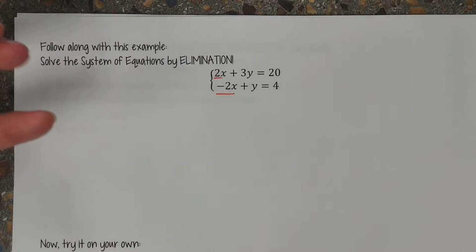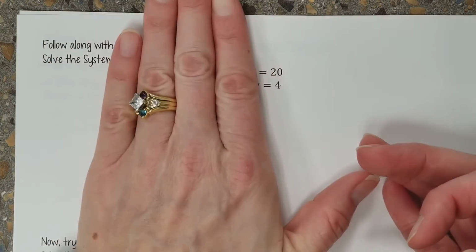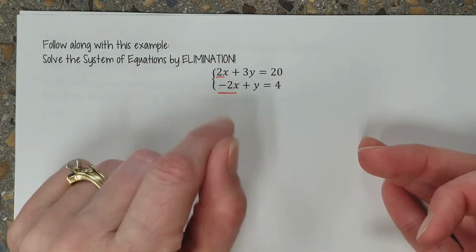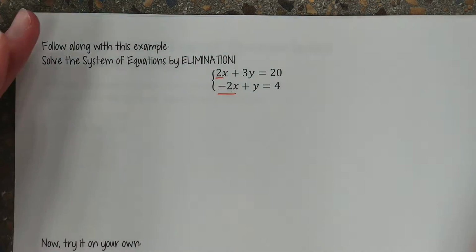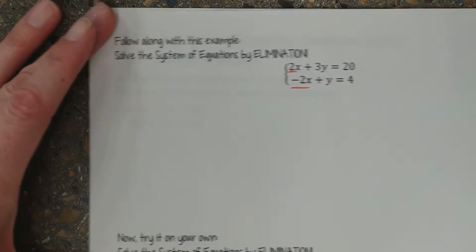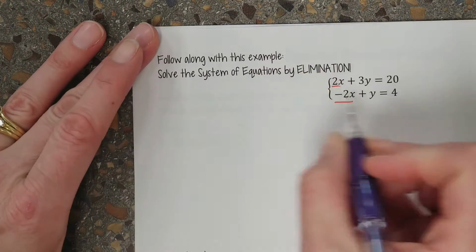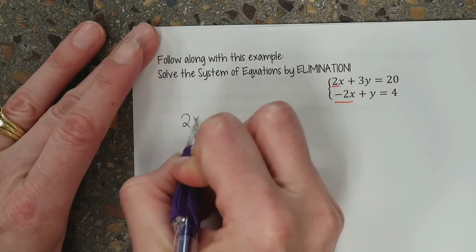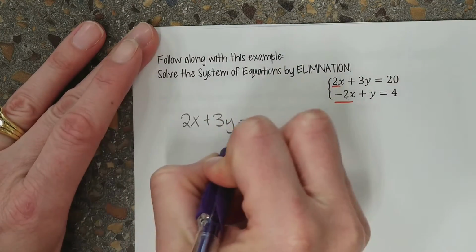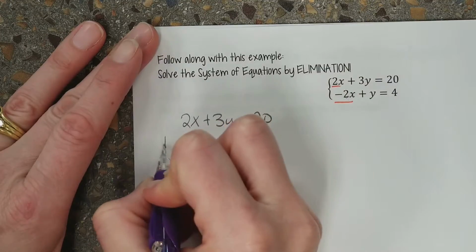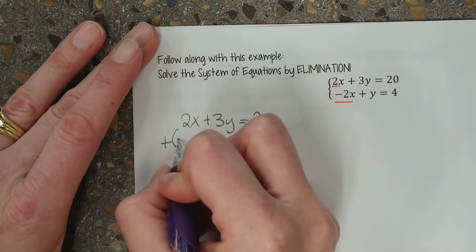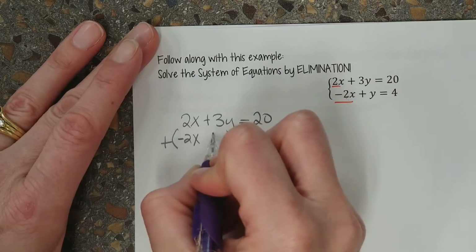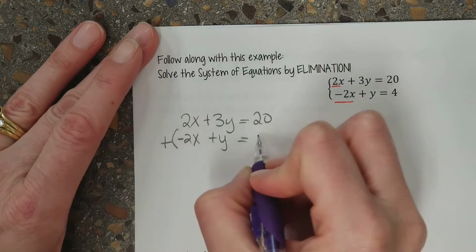The whole point here is to get rid of one of these variables so that we only have one left in our equation and it's easier to solve for. So I'm going to add these two together. I'm going to move my paper over. So I'm just going to copy them down. 2x plus 3y equals 20. And then I'm going to add that with negative 2x plus y equals 4.